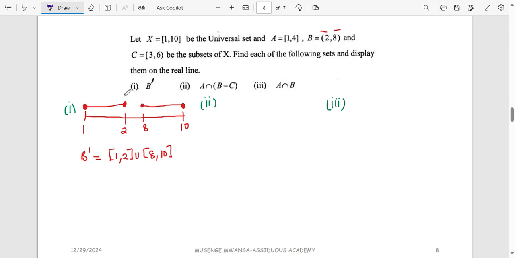Yes, you are right. So both 2 and 8 are open. This is for B. But remember, we want B complement. So both are going to be closed. Does that make sense?